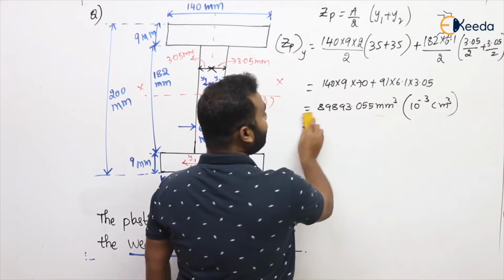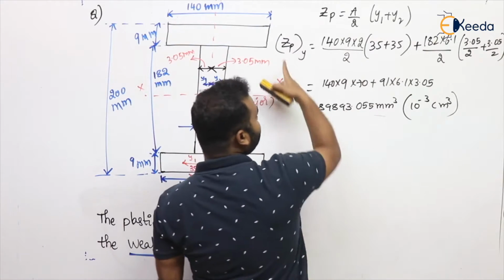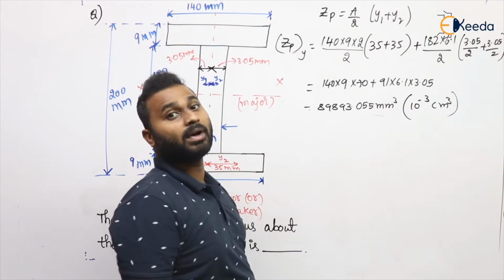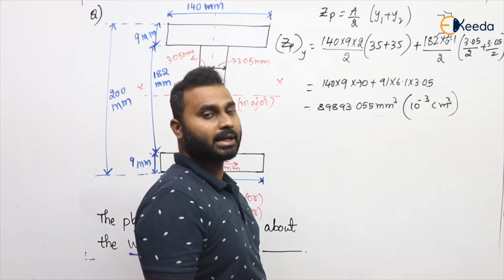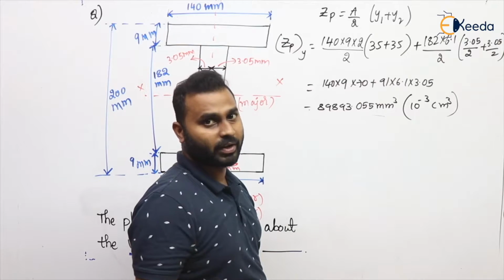But remember the value of ZP about the minor axis, that is 89.89 centimeter cube or 89893.055 mm cube.